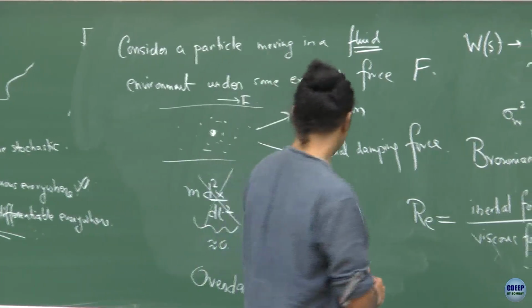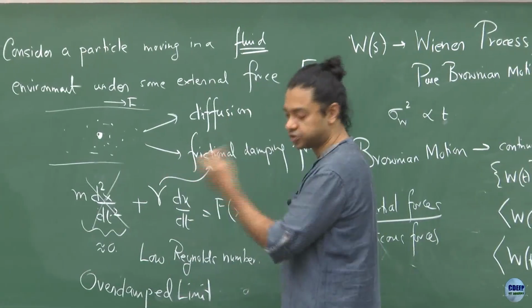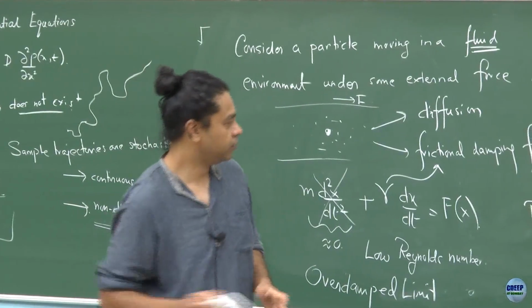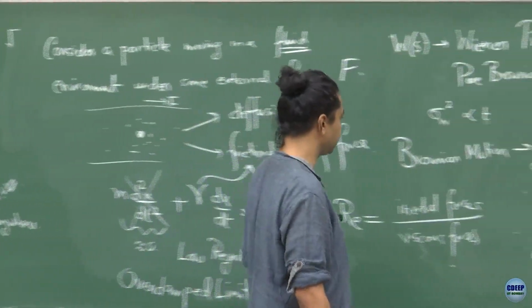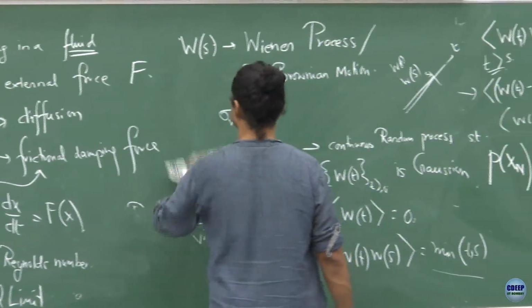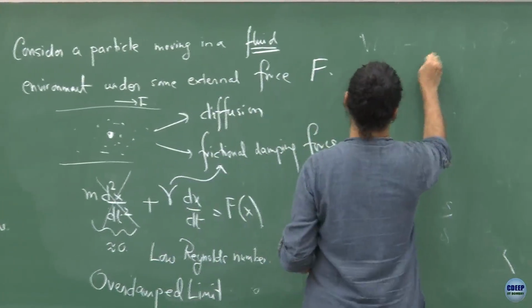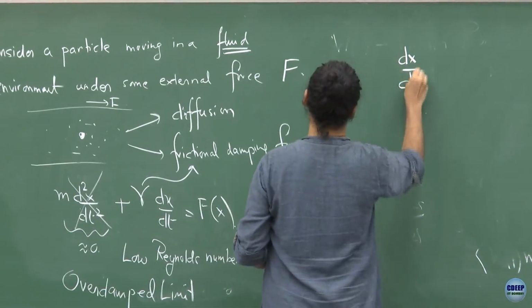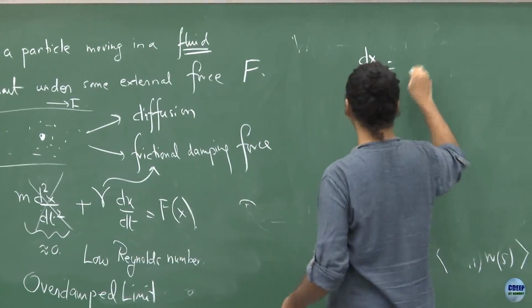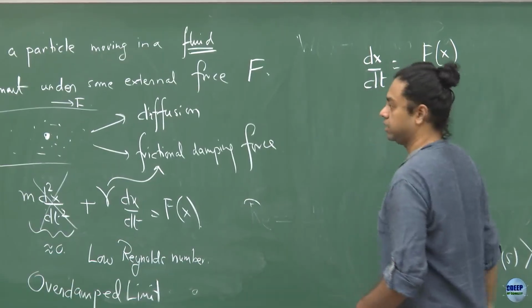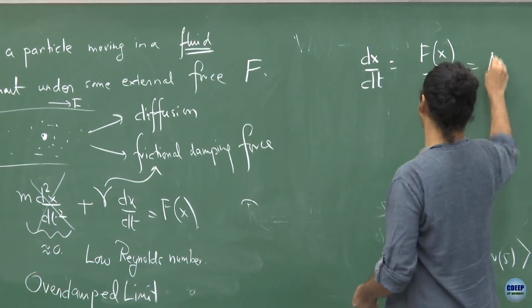So, viscosity is very high, which is the situation inside cells and inside tissues and so on. You can work in this overdamped limit. That is the correct physical description of the system. So, then what I have is dx dt, this is my evolution equation, is f of x by gamma. Let me call that a of x.